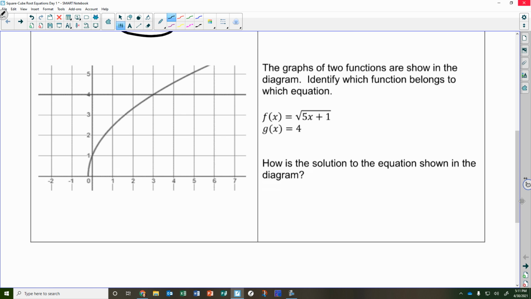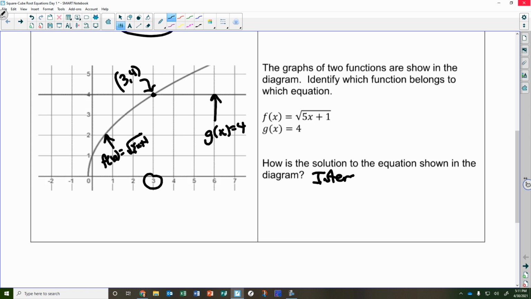And when I go down here to look, if you notice where x is 3, and you follow it up, there's the intersection point where this line here is g of x equals 4, and this line here is our f of x equals the square root of 5x plus 1. That is the square root function. So at 3, 4 is the intersection point. We're only finding the x part of the intersection point when we solve for these equations. But how is the solution to the equation shown in the diagram? It's always the intersection point, like a system.